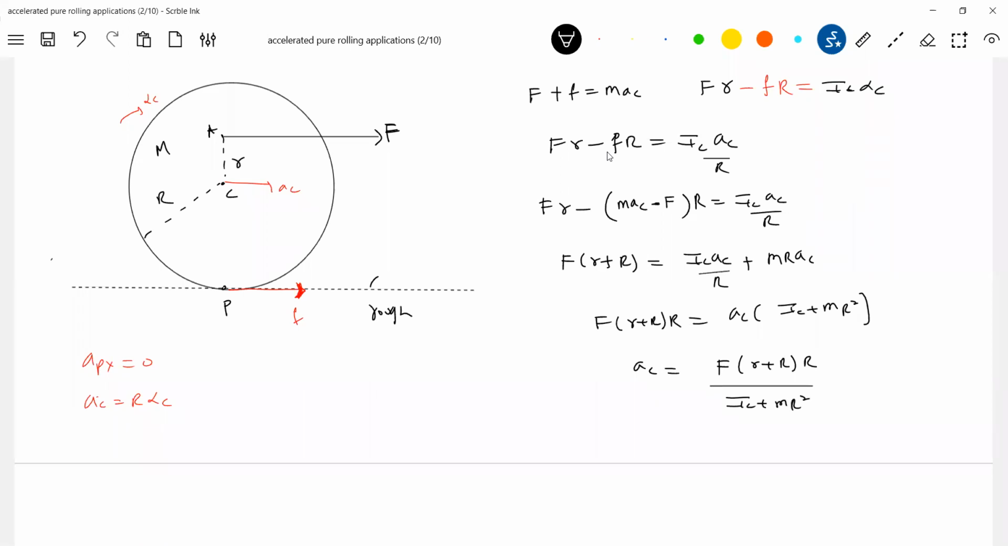I brought this equation. Similarly, I want the expression for friction. Anybody solve it and just give it. Substitute the value of a_c here.